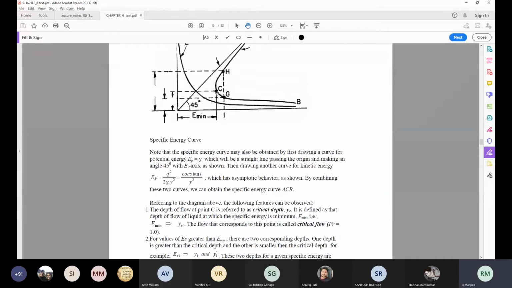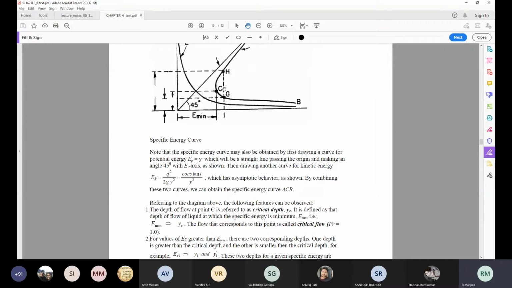So what about above C and below C? You can consider two points, G and H. For a given value of specific energy above the minimum, there are two corresponding depths. If I take one particular value of specific energy, then correspondingly you have two depths, H as well as G. G corresponds to one depth and H corresponds to the other depth.